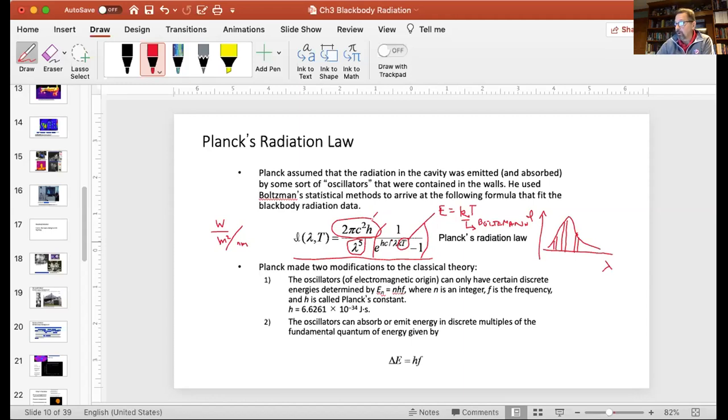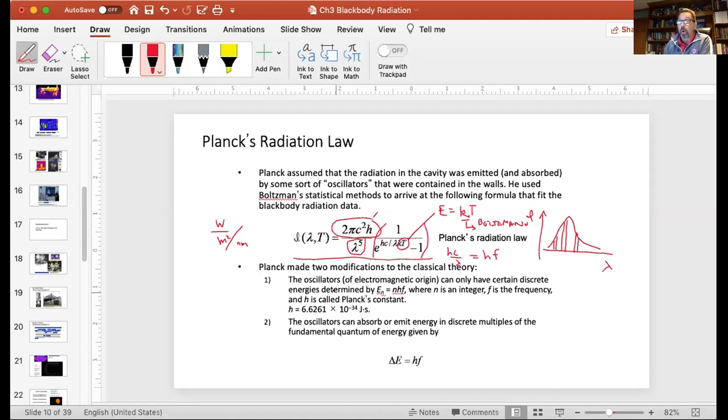And the shape of this curve was related to this other term, okay, hc over lambda, which you could just as easily have called h times f, where h is a really small number and the constant gets named after Planck himself. And so up in that exponent, you've got the ratio of the energy in a particular oscillator in this black body radiation, because that's what he's assuming is happening.